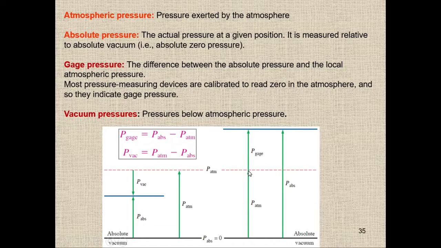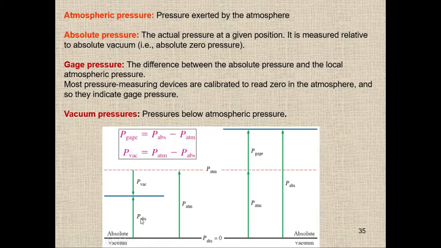Now, any pressure which is above the atmospheric pressure is called gauge pressure, and the absolute pressure for this case will be P atmosphere plus P gauge. So P atmosphere plus P gauge is P absolute. Or in case of the vacuum pressure, the pressure will be below the atmospheric pressure. So you can see we have less pressure than the atmospheric pressure.